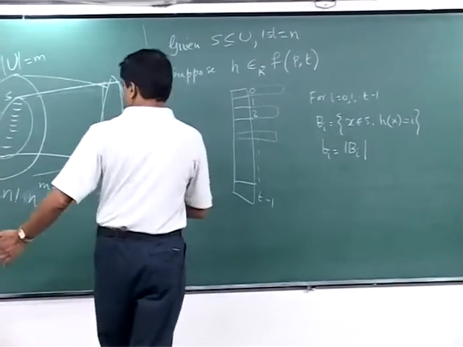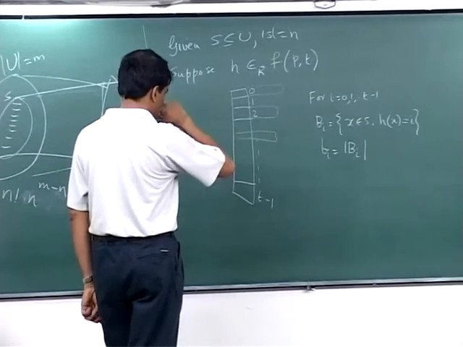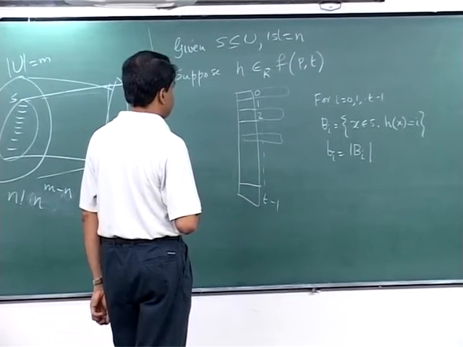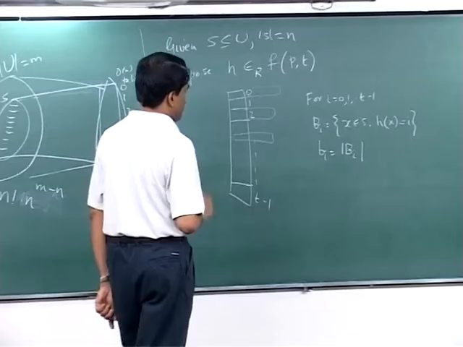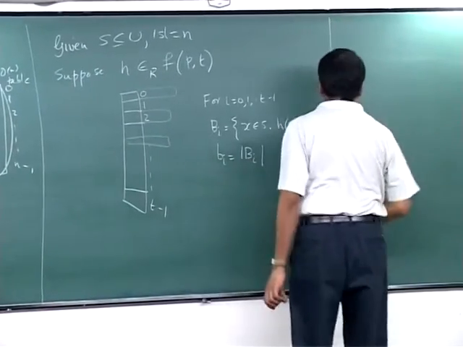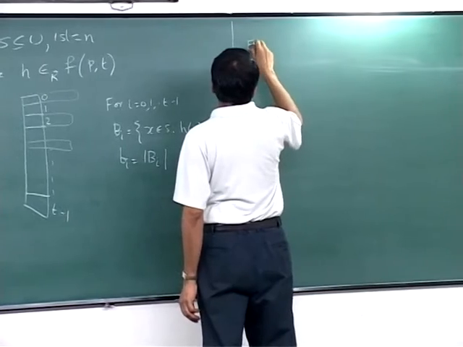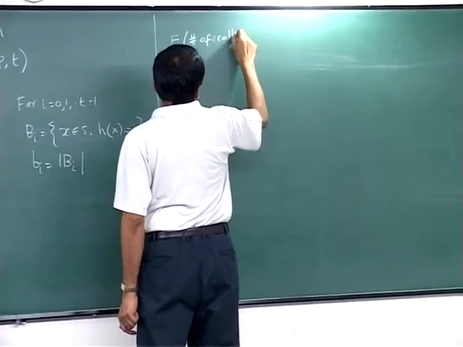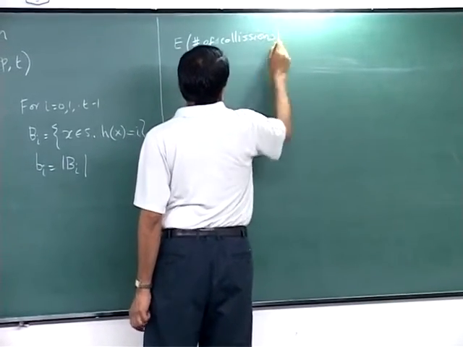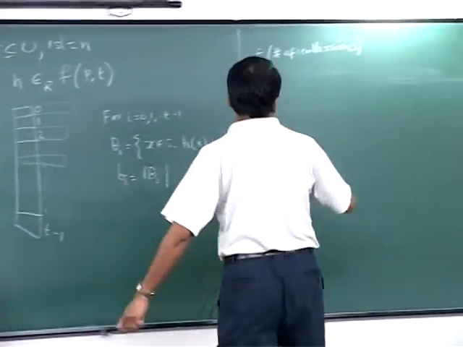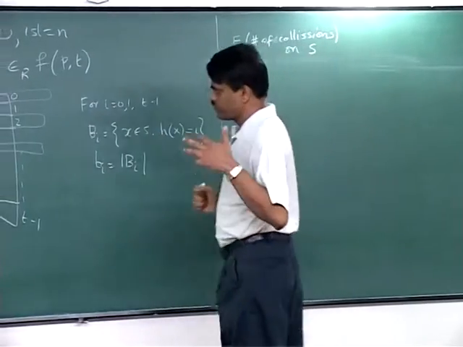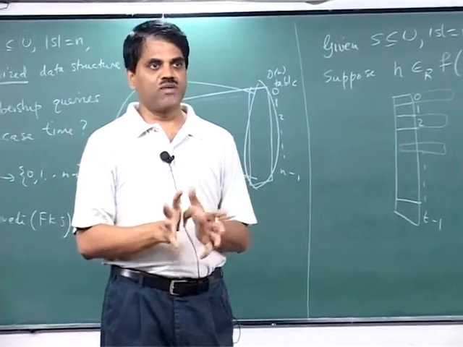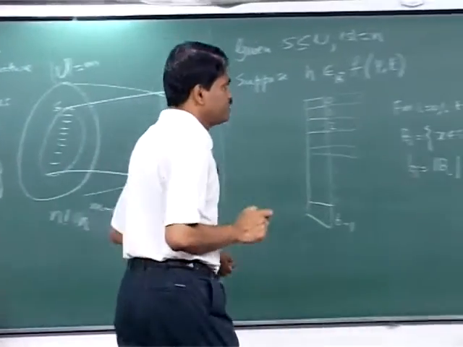So let's use some properties of the universal family, and let's compute the following. I just picked a random hash function. So the expected number of collisions on the set S. Pick a random function and apply it on the set S, and I want to see what is the expected number of pairwise collisions.